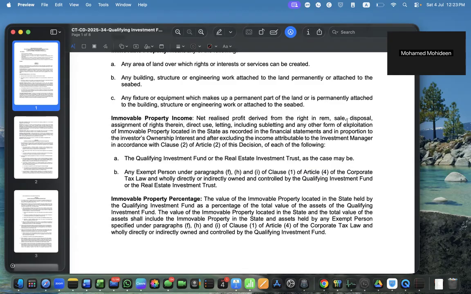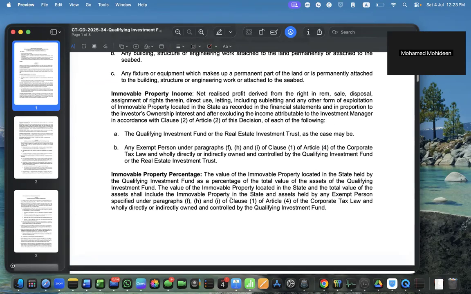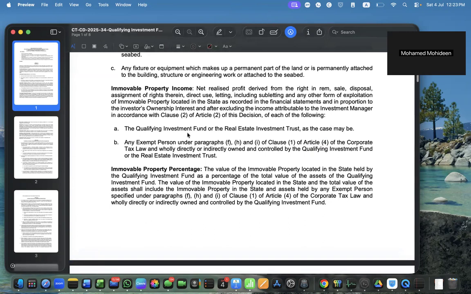Net realized profit derived from the various types of immovable property income which is located in the state as recorded in the financial statement, and after that we have to reduce the investment manager's income from it as well, and that will give us the immovable property income for each of the following: qualifying investment fund or real estate investment trust, as the case may be, any exempt person under Article 4 that we just saw, which is the investment fund, their subsidiaries, and any other person identified by the cabinet, and wholly, directly or indirectly owned and controlled by the qualifying investment fund or the real estate investment trust.